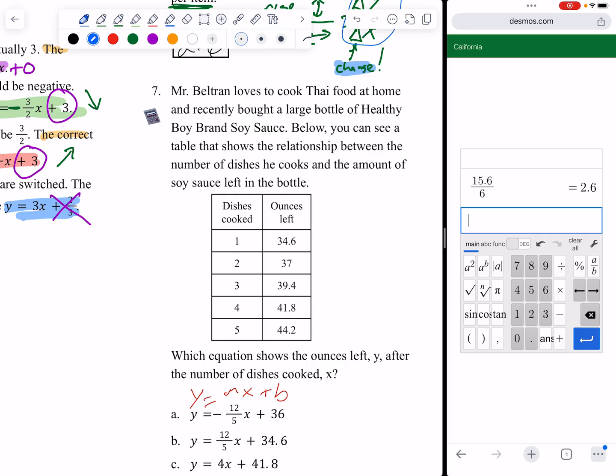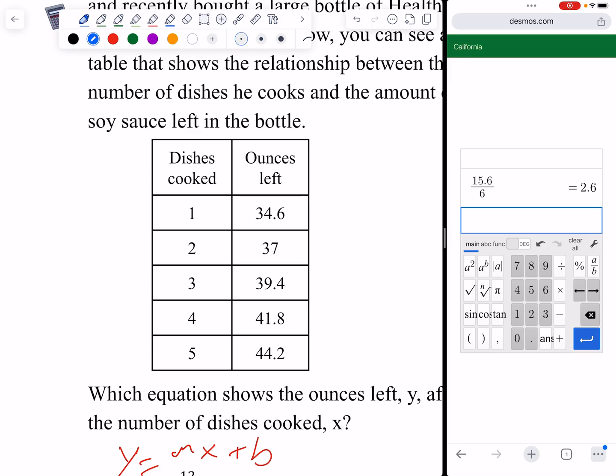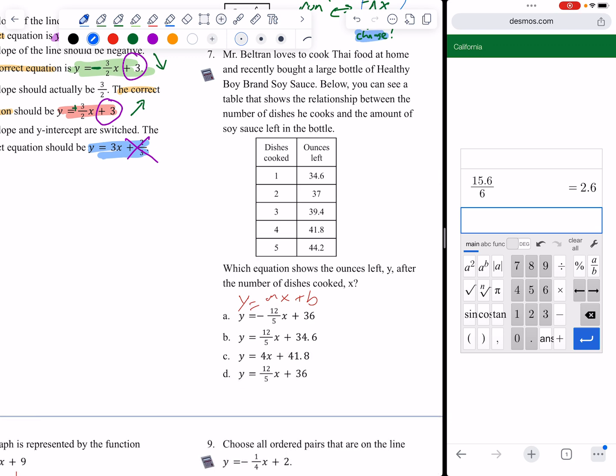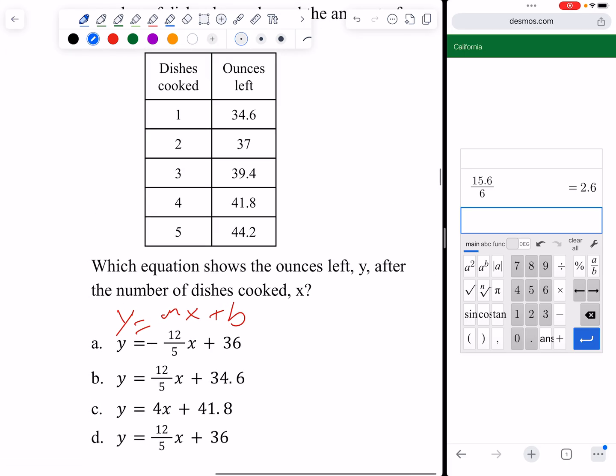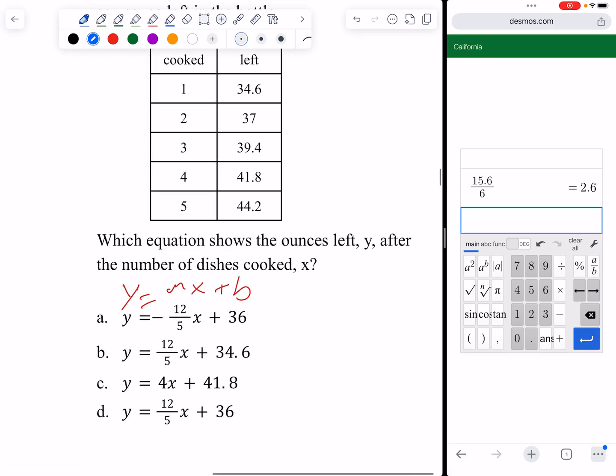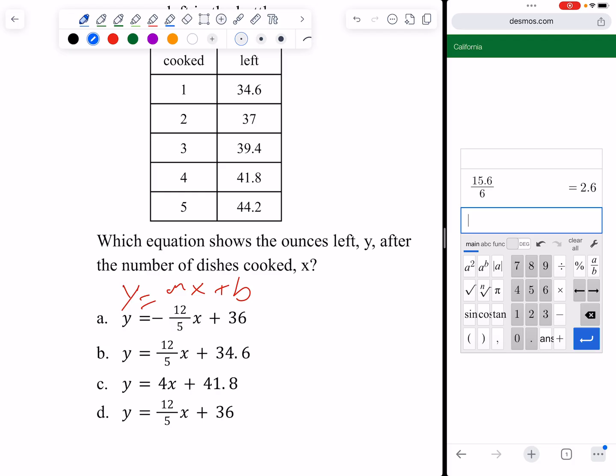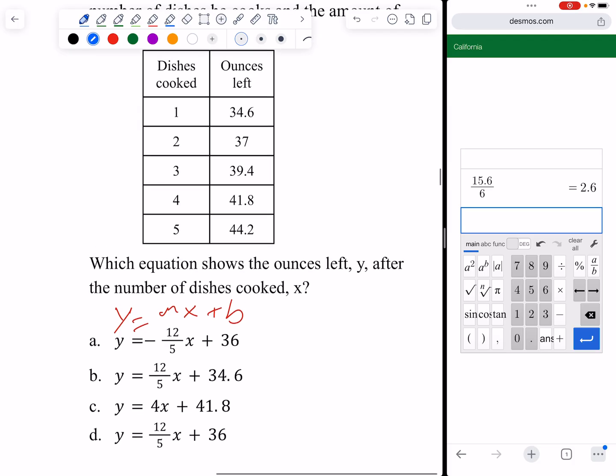So I'm trying to think of what happened. So dishes cooked, 34 ounces left. This doesn't make sense. That does not make sense at all. Which equation shows the ounces left y after the number of dishes you cook? So essentially, it's y equals mx plus b. So the idea is which one of these is where. So let's think about this.